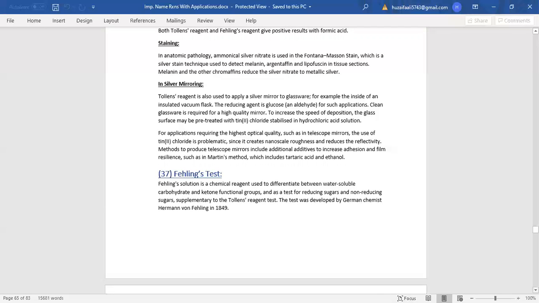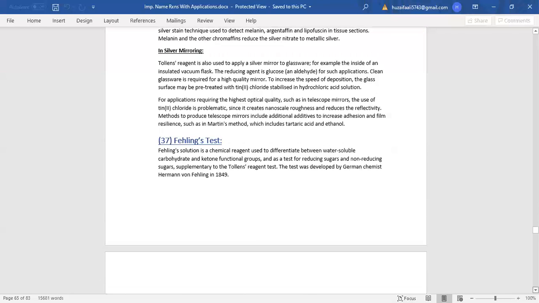For applications requiring the highest optical quality, such as in telescope mirrors, the use of tin(II) chloride is problematic since it creates nanoscale roughness and reduces the reflectivity. Methods to produce telescope mirrors include additional additives to increase adhesion and film resilience, such as in Martin's method, which includes tartaric acid and ethanol.